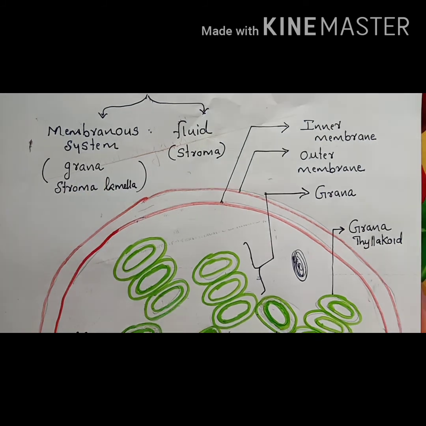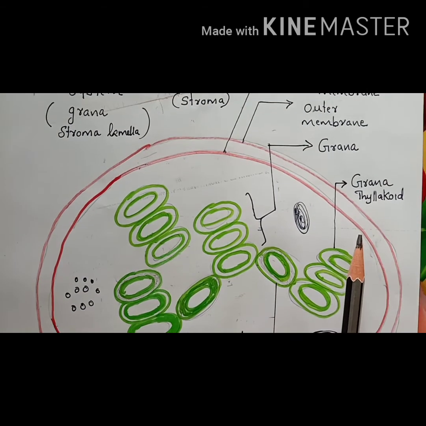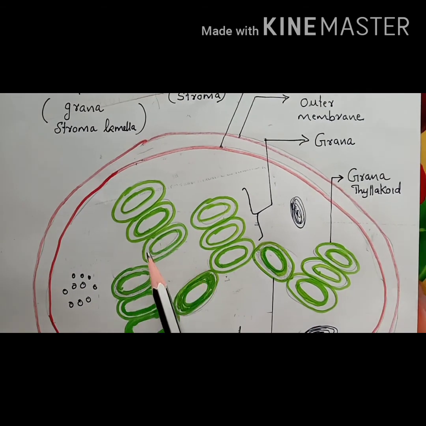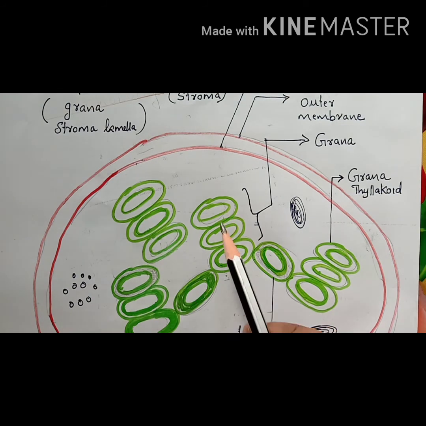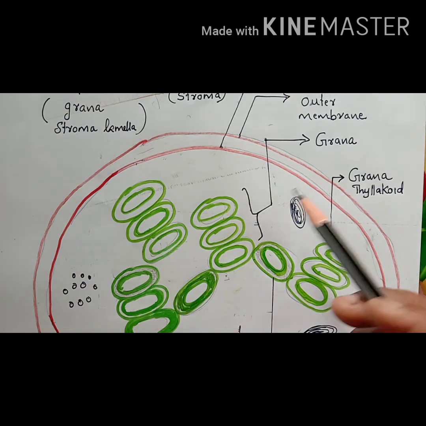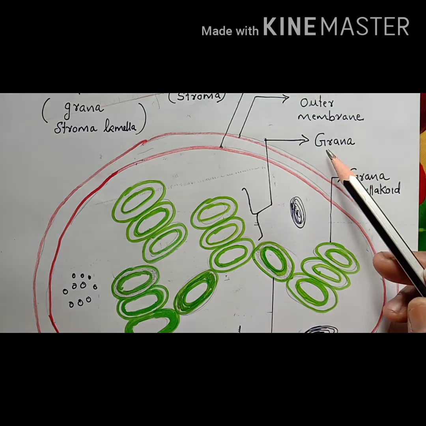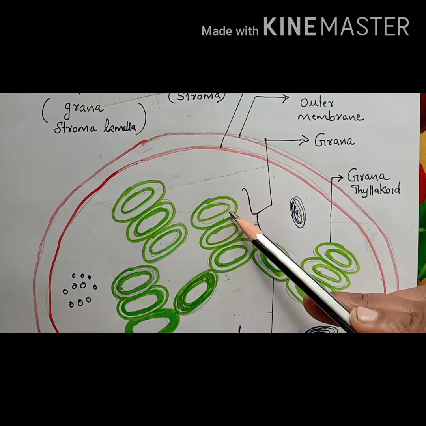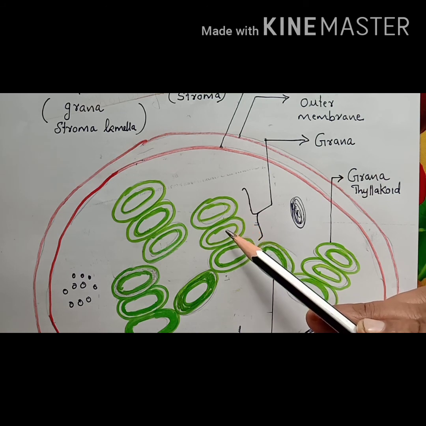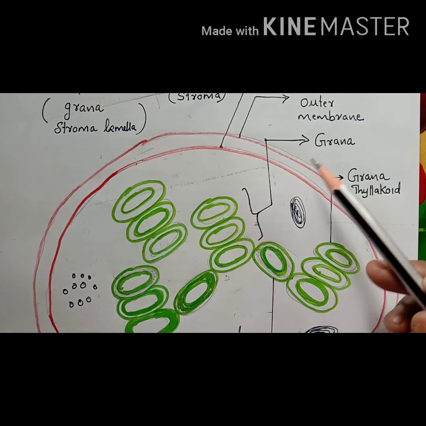Inside the chloroplast we can see coin-like structures. These coin-like structures are called thylakoid or lamellae. These thylakoids or lamellae are arranged one above the other to form a group, and this group of lamellae or thylakoid is called grana. Each member is called what? Lamellae or thylakoid. When these are arranged one above the other, the group is called grana.